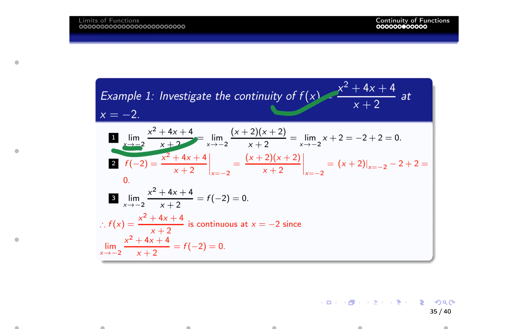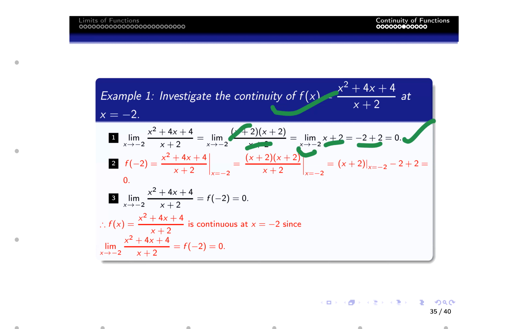Of course, we can factorize, so I'm not even substituting here. I have the limit as x approaches minus 2 of x squared plus 4x plus 4. You can factorize that into x plus 2 times x plus 2, divided by x plus 2. So one cancels out. So you have the limit as x approaches minus 2 of x plus 2. Then you can put minus 2, so you have minus 2 plus 2 equals 0. So it means that the limit as x approaches minus 2 exists.